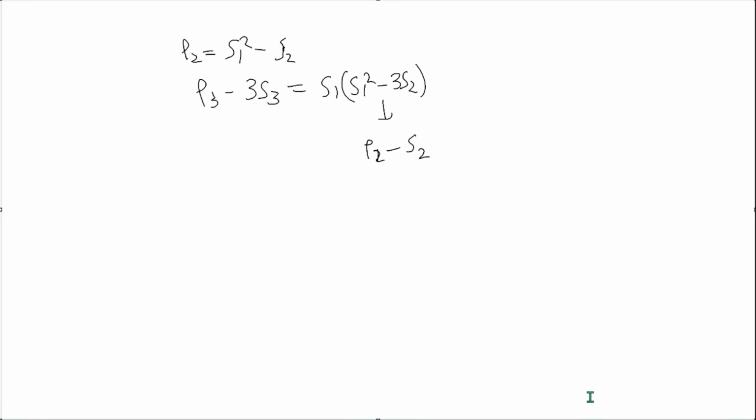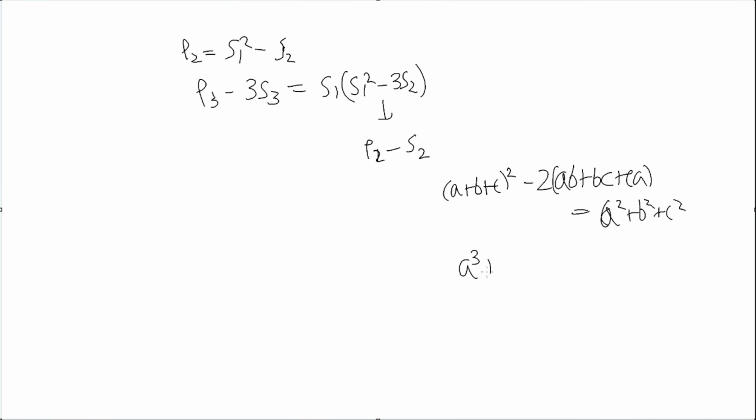And we have some more useful 3-variable ones. For example, these ones here can be written in 3 variables. A plus B plus C squared minus 2 times AB plus BC plus CA is equal to A squared plus B squared plus C squared. And then A cubed plus B cubed plus C cubed minus 3ABC is equal to A plus B plus C times A squared plus B squared plus C squared minus AB minus BC minus CA.